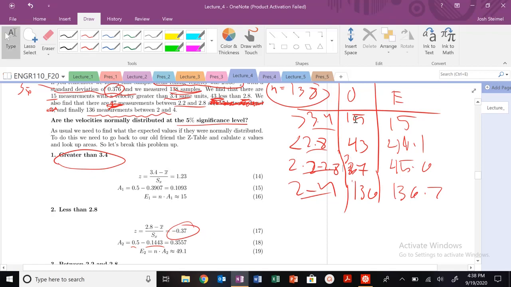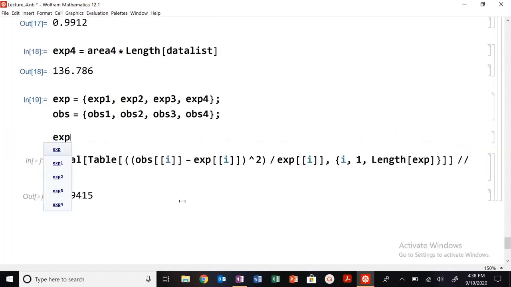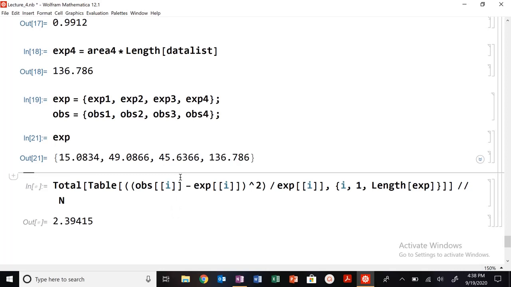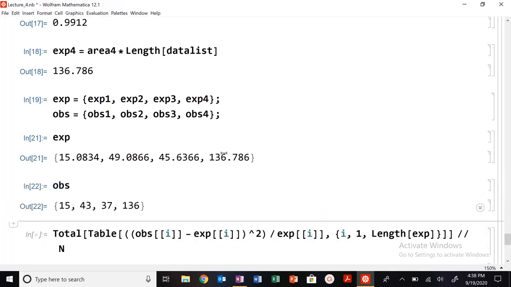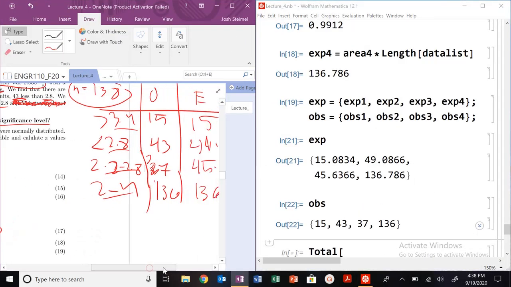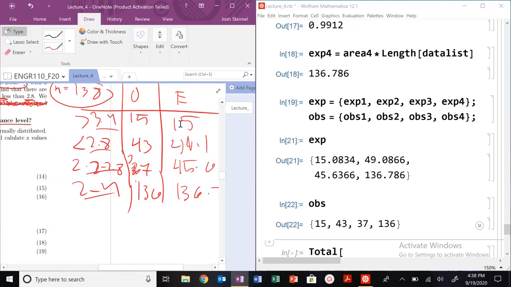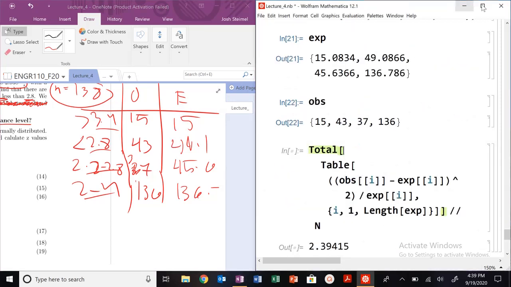So if you look back down here, that's our expected value, our reserve values. Let's actually show those out. Expected, just like we looked at it here, reserved right here, 15, 43, 36. Let's just compare them and make sure our tables look similar. So our expected values, 15, approximately 49, 45.6, 136.7. Our observed 15, 43, again, apologies for that, 37, not 27. And we'll go ahead and calculate it out.